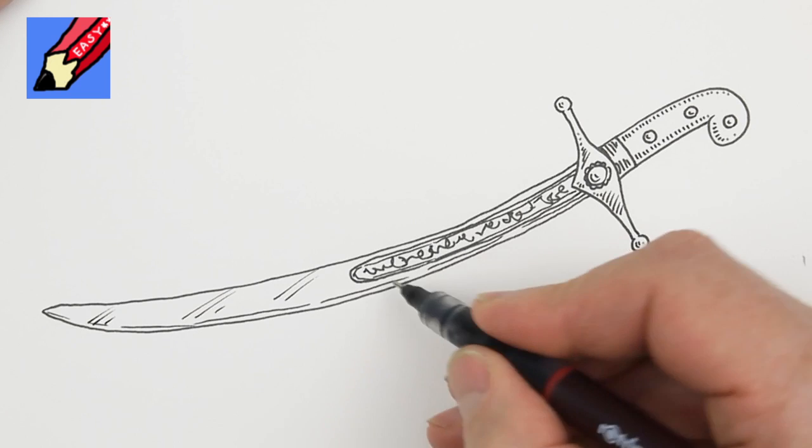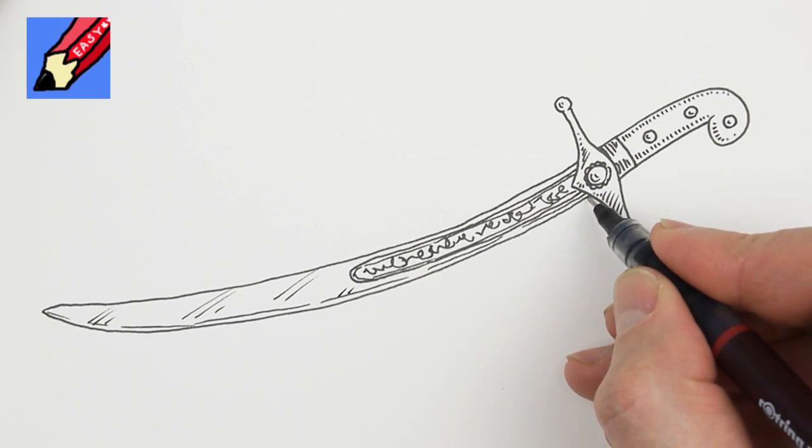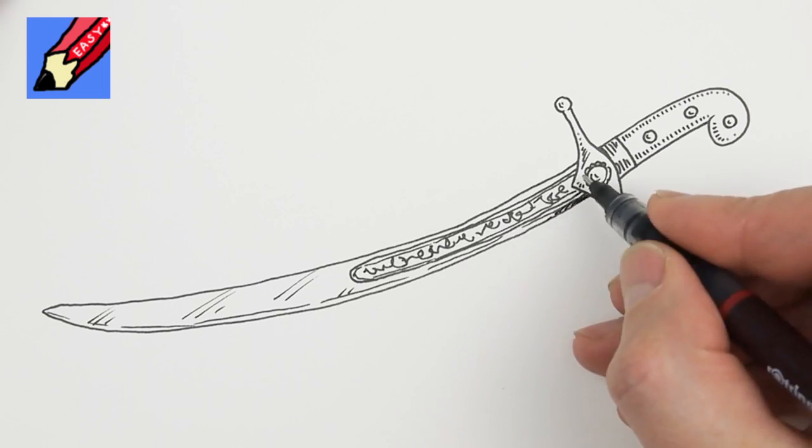Now on Draw Stuff Real Easy, we usually draw some shading to put it on the table, but I'm going to leave this suspended in mid-air.